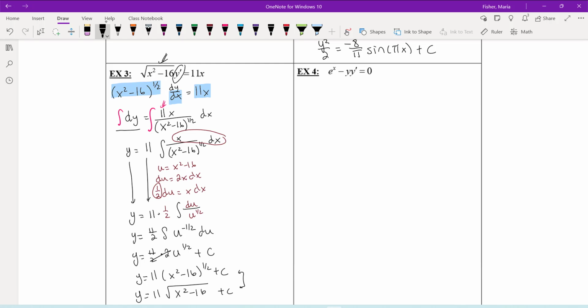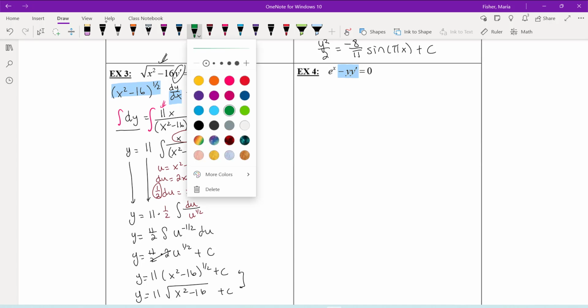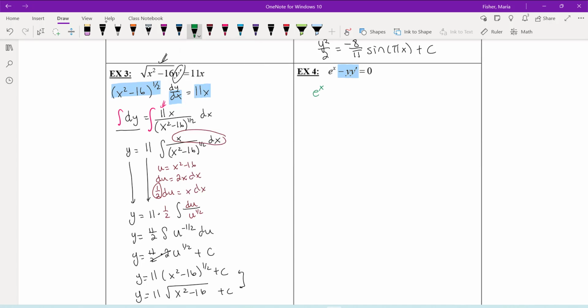Number 4, e to the x minus y times y prime is equal to 0. Well, I want to make sure that this term over here is positive because it contains my y prime. So the first thing I'm going to do is move it over to the right hand side. I'm going to add y times y prime to both sides of the equal sign, and we end up with e to the x is equal to y times y prime.